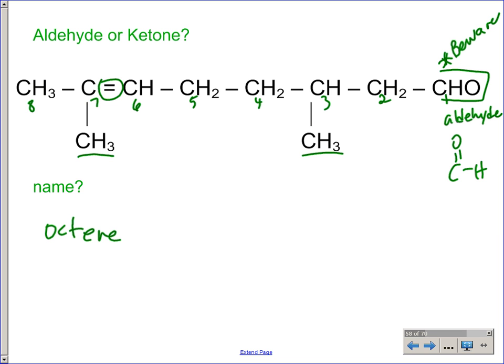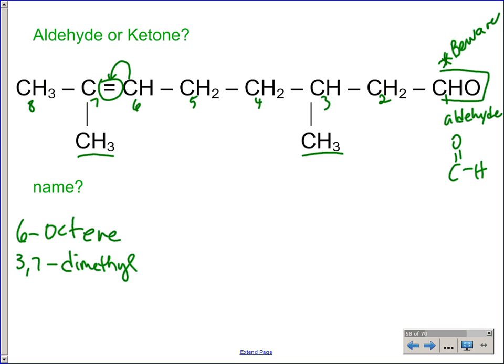We also have to recognize where the double bond is. Well, the double bond is after carbon number 6. So we have 6-octene. And all we've done so far is just describe that carbon chain, nothing that's attached. So we have methyl groups. We've got 2 of them. So we have dimethyl, 3 and 7, because there are 2 different locations.